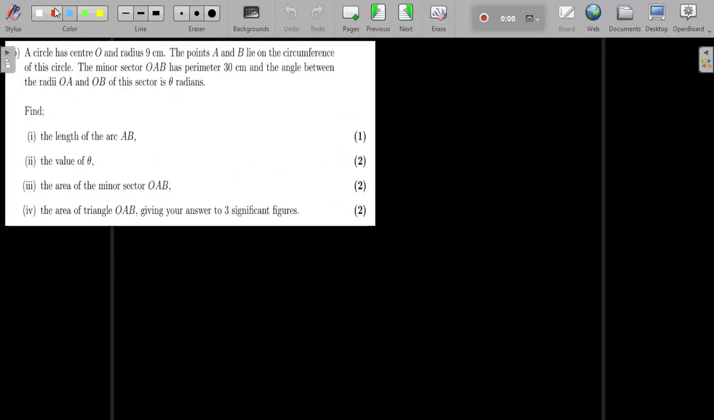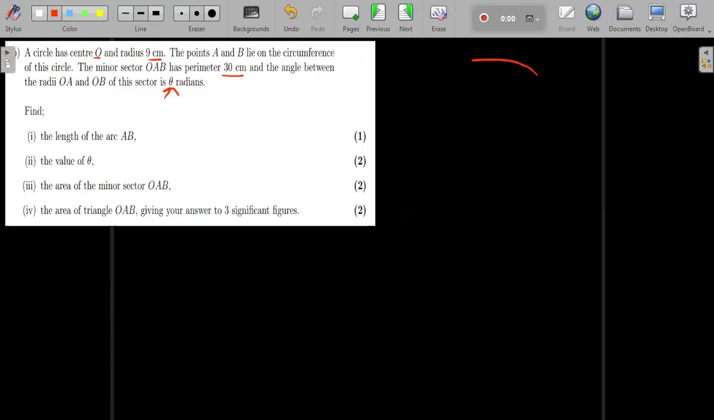The question reads: a circle has center O and radius 9 centimeters. The points A and B lie on the circumference of the circle. The minor sector OAB has a perimeter of 30 centimeters, and the angle between the lines OA and OB in this sector is theta radians. Find the length of the arc AB.